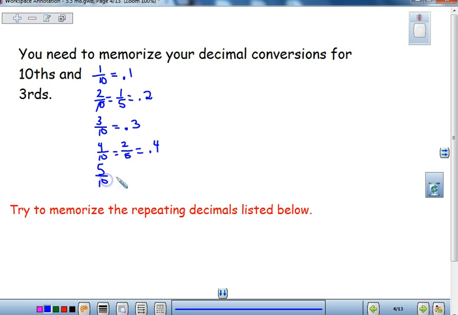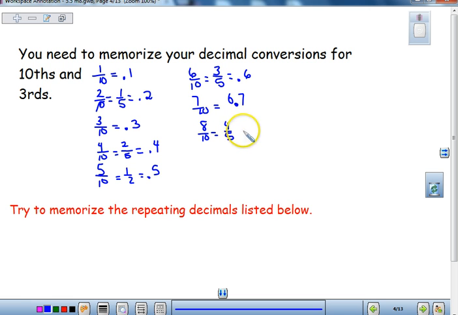5/10, this is one that you should all know and have memorized. That's 1/2, that's 0.5. If we continue with our tenths, we're going to have 6/10. 6/10 simplified is 3/5, and that is always equal to the decimal 0.6. 7/10 equals the decimal 0.7. 8/10 simplified is 4/5, which is equal to 0.8. And our last one, 9/10, is equal to 0.9.